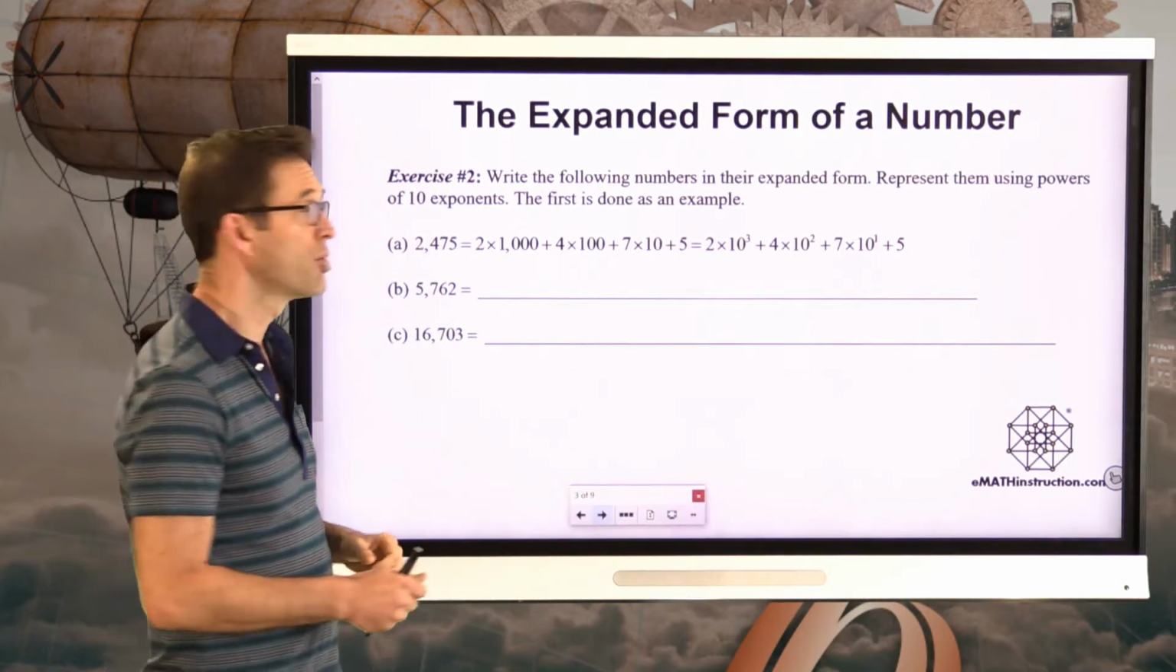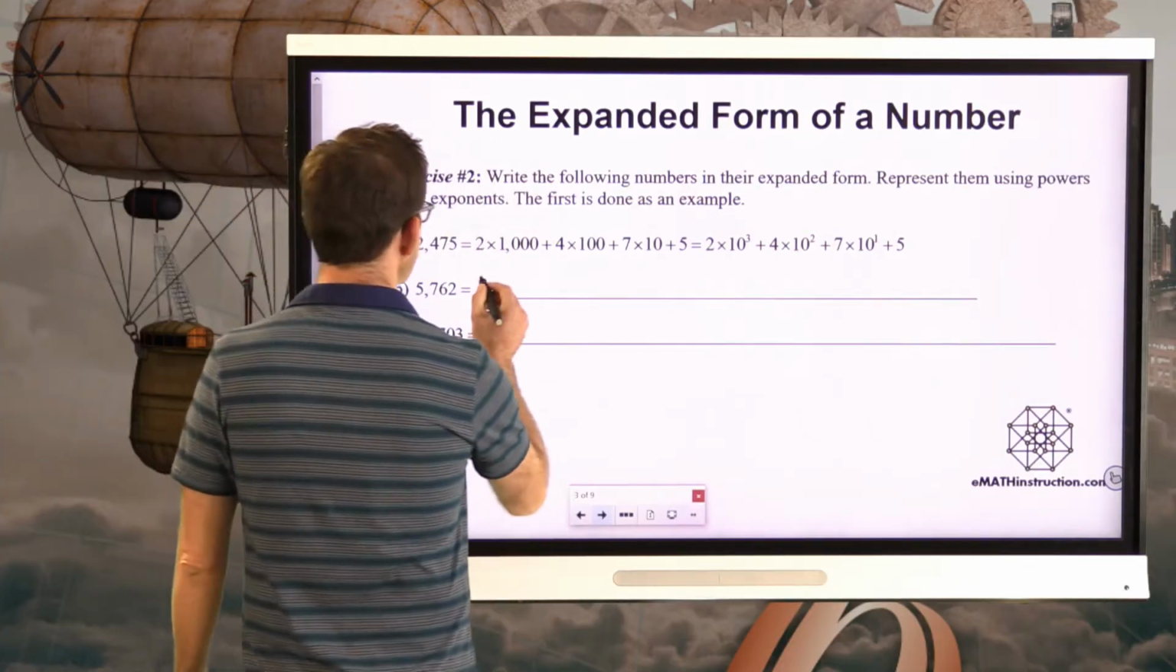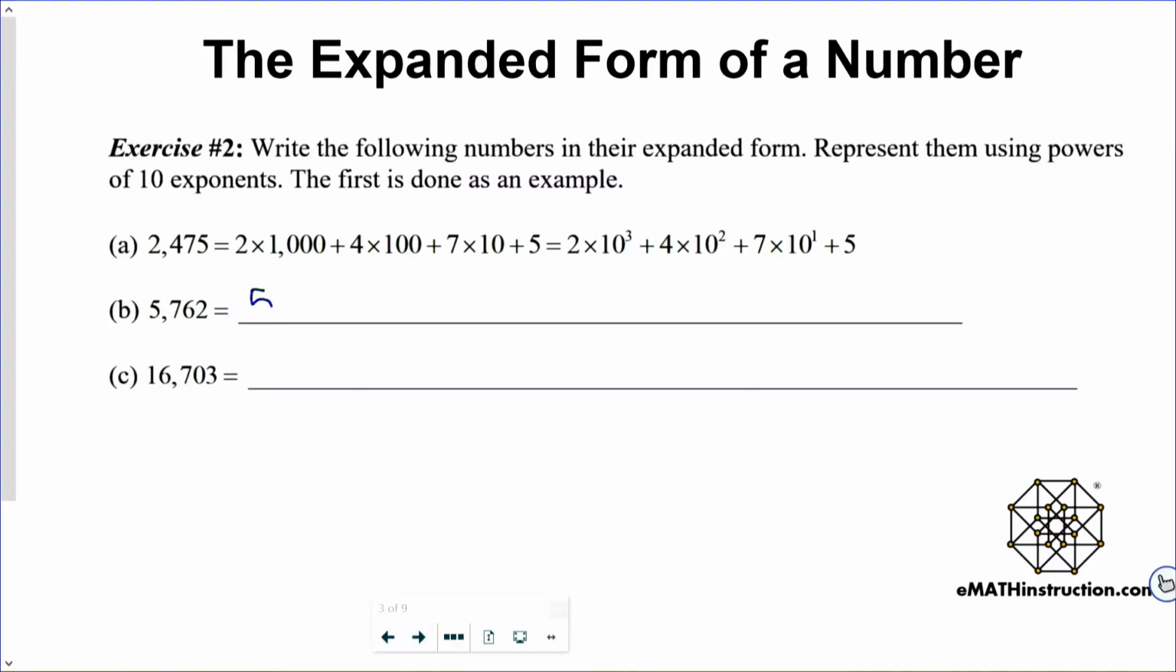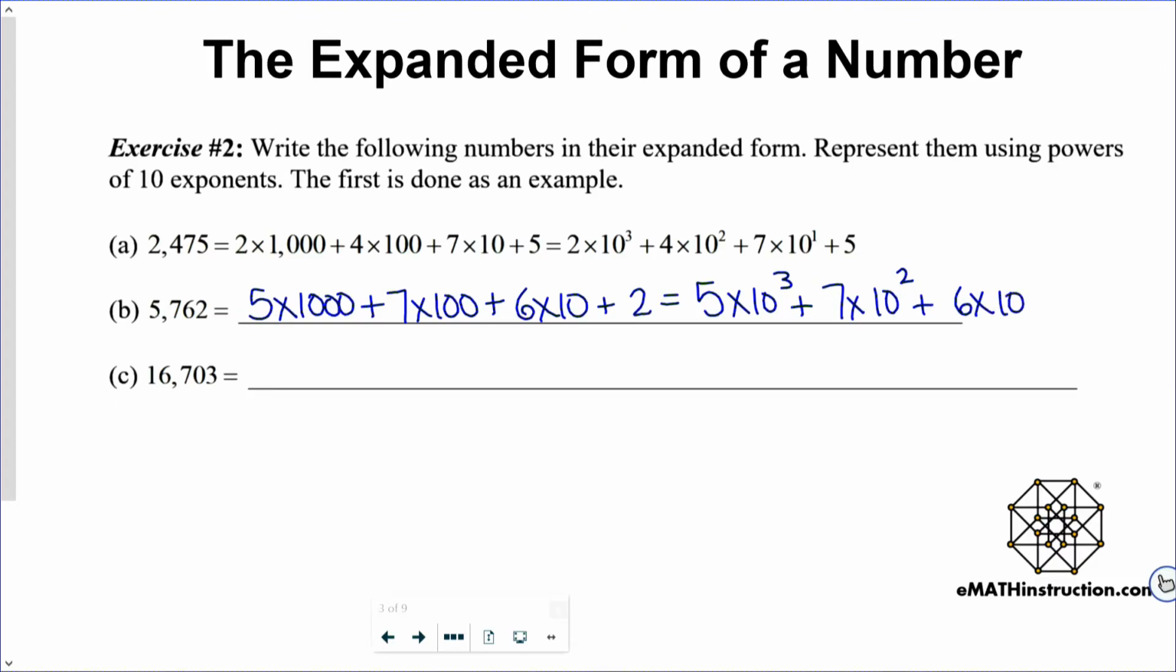Let me show you how to do it in letter B. When we have 5,762, that's just 5 thousands plus 7 times 100 plus 6 times 10 plus 2. That's actually a pretty good way of leaving it, but in terms of powers of 10, that would be 5 times 10 to the third plus 7 times 10 to the second plus 6 times 10 to the first plus 2.